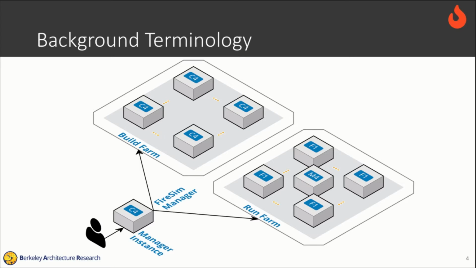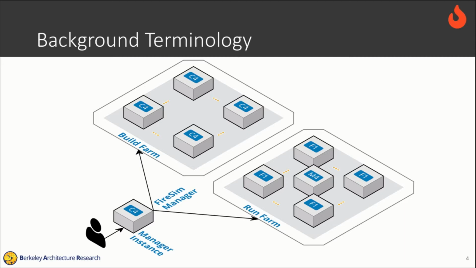Okay, so to give you some background terminology, this is terminology that we'll use throughout the rest of these talks. There are three sets of computers involved in a FireSim simulation. There is you sitting here as the user. You're going to SSH into a manager instance. This just looks like a regular server sitting in the EC2 cloud, and this is where you're going to run everything. Generally speaking, you won't have to care about what's going on in these other two parts, but it's good to know that they're there.